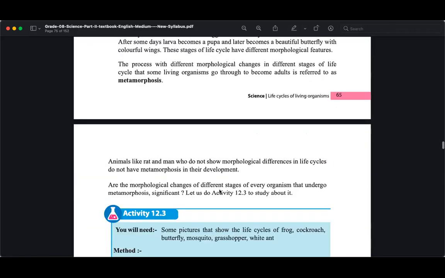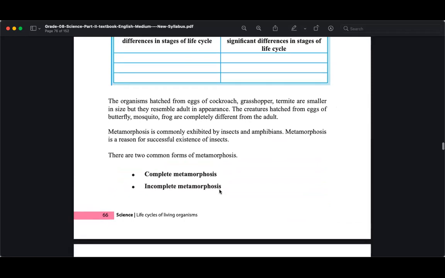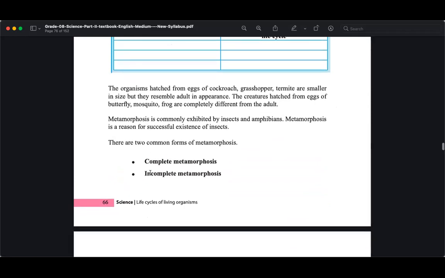So then the animals. Who saw complete metamorphosis? Give me examples. Frog, okay, we can consider frog. Butterfly. Mosquito. Okay, so those are some examples.